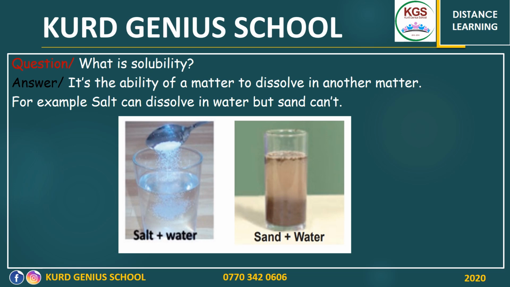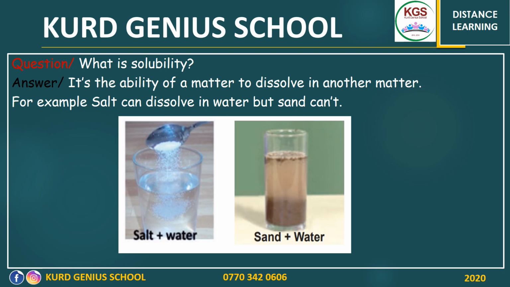Now guys, this is the last slide and this is the last topic that I will be talking about. Hopefully you got some information. So, what is solubility? For example, you bring salt and you just put it in water, then it disappears. What do you call this? This is the solubility of the salt that dissolved in the water. The answer says it's the ability of a matter to dissolve in another matter.